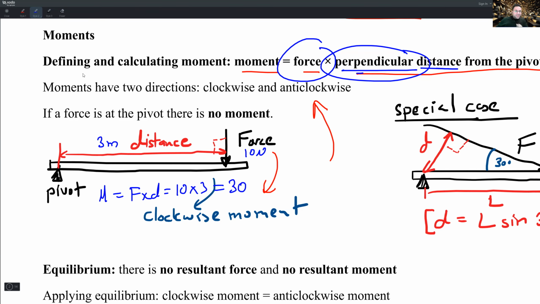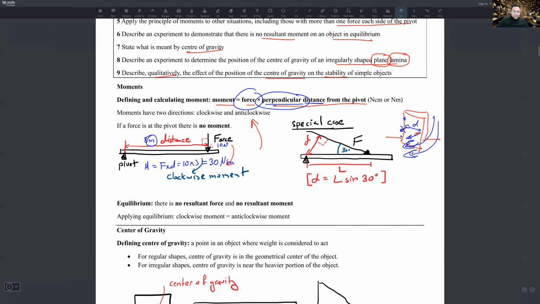What's the unit? Since it's force times distance, this means it's Newton times meters, or whatever unit of distance I decide to use in this question. So it's meters here, could be centimeters in another question, and so on. So 30 newton centimeters in this case. Okay, good.